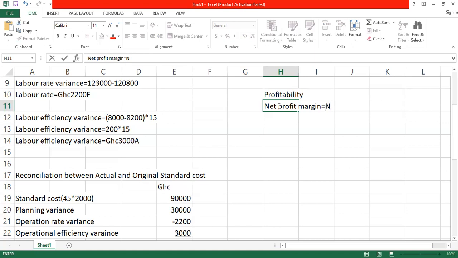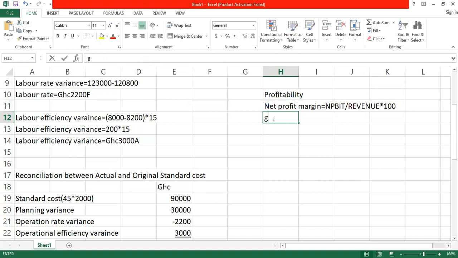So we look at the net profit before interest and tax over the revenue or net revenue, depending on the one that the question is giving to you. All of this multiplied by 100%. So they will give you a statement of financial position and you do that.